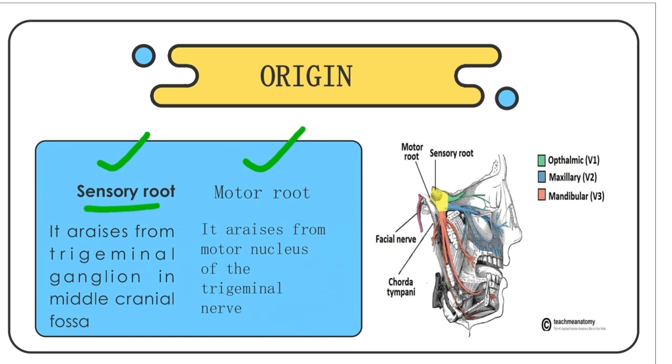The sensory root arises from the trigeminal ganglion, which is usually present in the middle cranial fossa. Coming to the motor root, it arises from the motor nucleus of the trigeminal nerve. As you can see here, the green color is the ophthalmic, blue is the maxillary, and this red is the mandibular nerve. These are the three branches of the trigeminal nerve, and we are going to discuss more about the mandibular nerve.